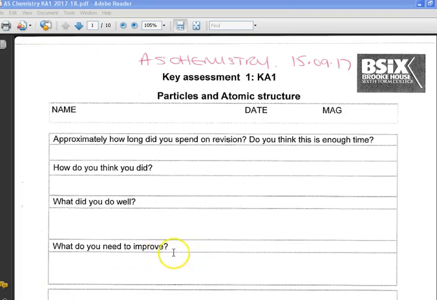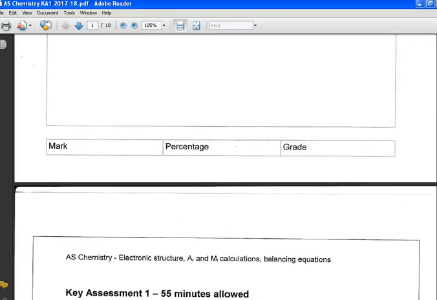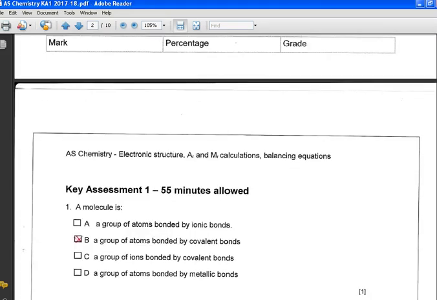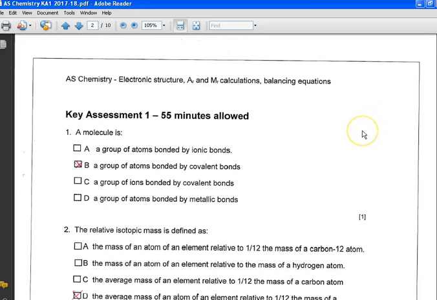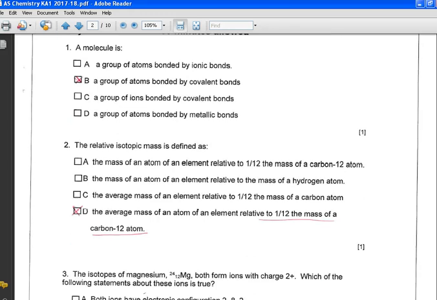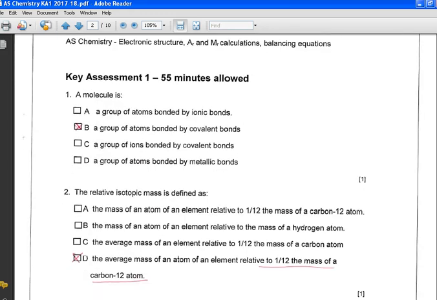So I'll go through page by page and we'll talk about each question. And please make corrections in a different colour on your own script, okay, if you got the answers wrong. Okay, so the multiple choice questions.